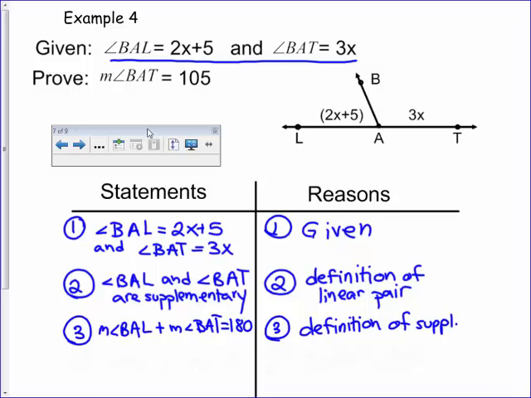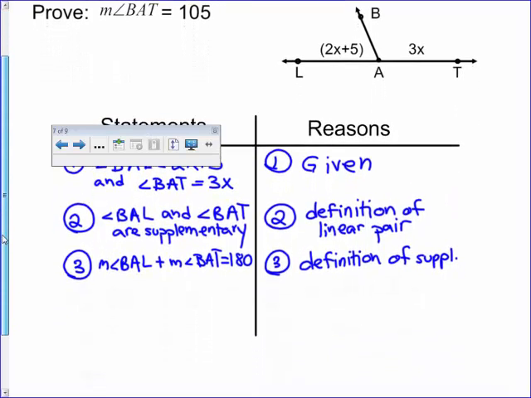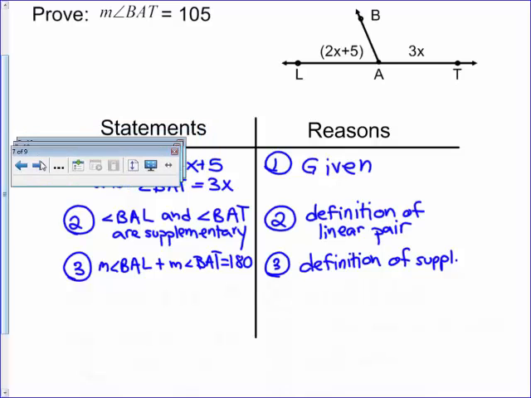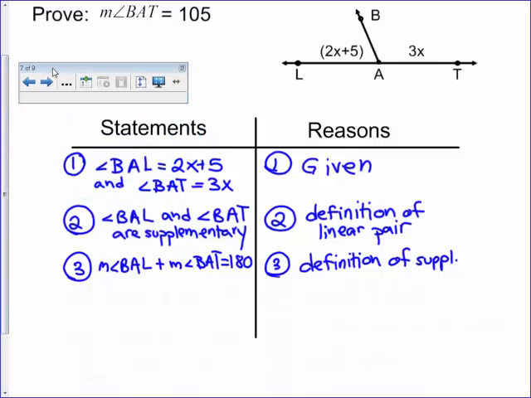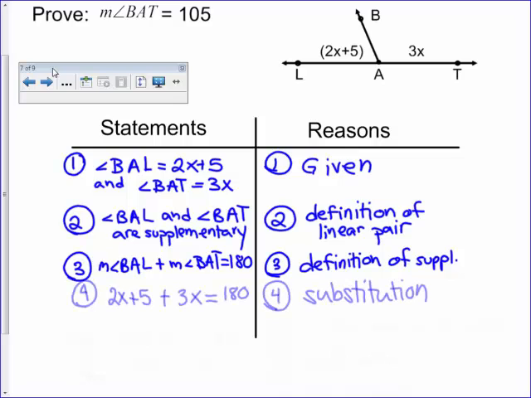So now that you know that they are supplementary, just like the segment addition postulate where we did part plus part equals whole thing, well, we know they're supplementary, so we know the angle BAL plus the angle BAT, those measures are going to be 180 because that's the definition of what supplementary means. Okay? This is the last one we're going to give you, and then we're going to have you finish the rest of this on your own because it is just an algebraic proof after this.